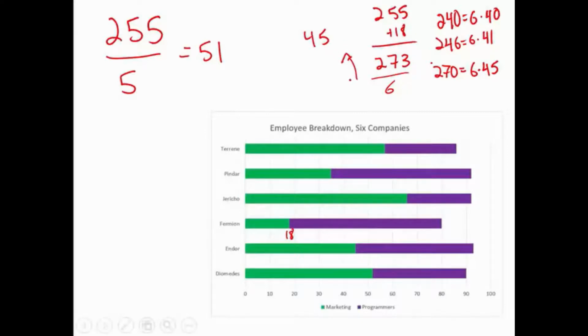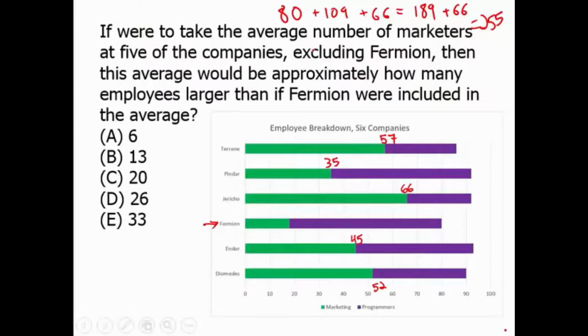That's the average with fermion. So the average without fermion, 51. The average with fermion, 45. We want to know the difference of those two. Well, 51 minus 45 is about 6. So let's look at the answer choices. And 6 is the answer. Answer choice A.